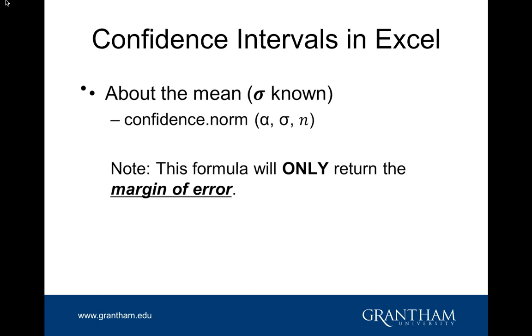Now, what is the formula for us to use in Excel? The formula to use is as shown on the screen. If you know the standard deviation for the population, you will use the formula CONFIDENCE.NORM, open parentheses, alpha, which comes from the level of confidence, 1 minus the confidence level, comma, the population standard deviation, comma, n. Again, please remember that this formula will only return the margin of error. It will only return the margin of error.